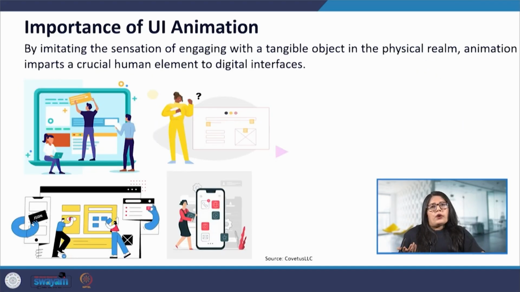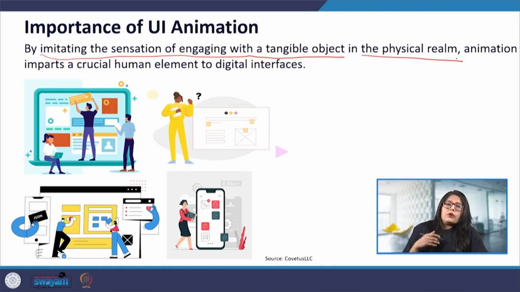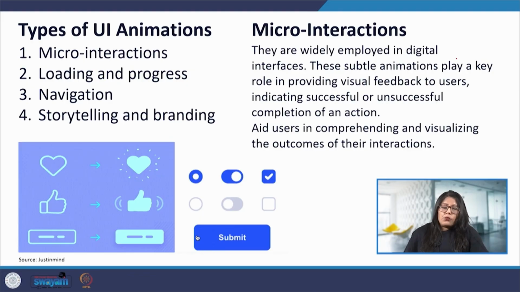So UI animation, like we have seen earlier, can create an immersive experience for the user. It imitates the sensation of engaging with a tangible object in the physical realm, and animation becomes very important for the user because they can connect better with the product, they feel more connected, because now we are communicating the information better, and we are also trying to connect them emotionally with the particular product through the help of animation.